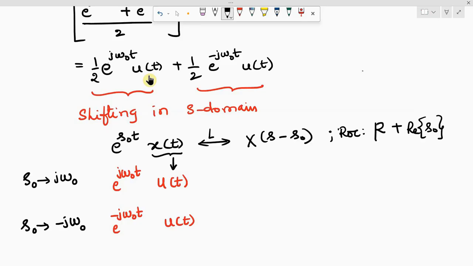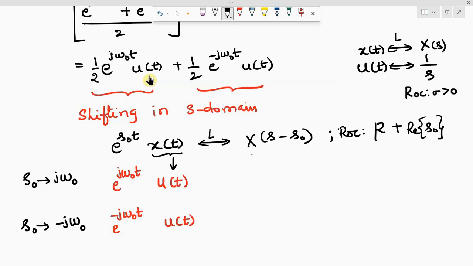Also, one more point: x of t is u of t. So if u of t is our function x of t, what is its Laplace transform? It is 1 by s, and the ROC is sigma greater than 0. Now, what is the result I have to write here? X of s minus s naught. What is x of s? 1 by s for u of t. So what should I write here now? 1 by s minus s naught. Am I right?